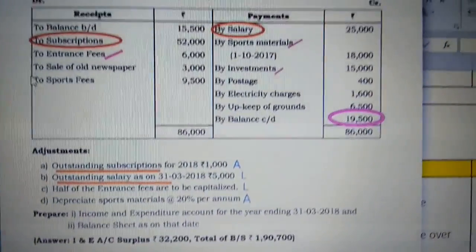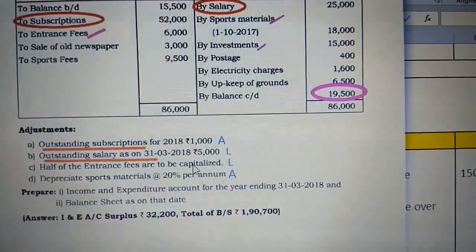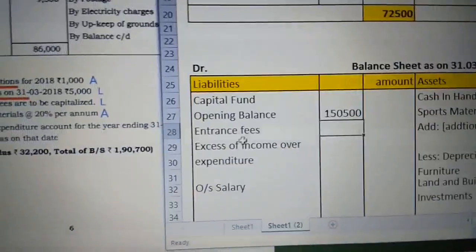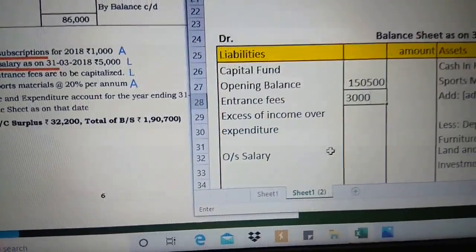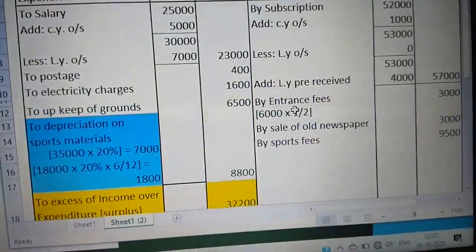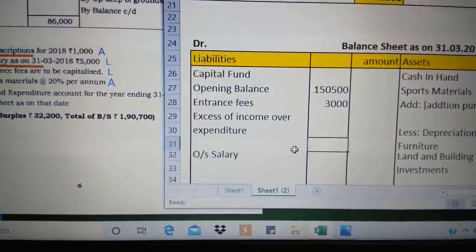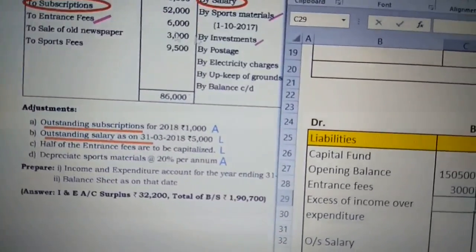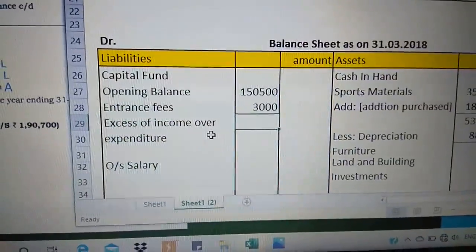Next, moving on to the receipts and payment side. Receipt side, it's going to be only entrance fees 6,000, but they have given only half to be capitalized in the adjustment. So I'm taking only half of that. So entrance fees they have given 6,000. Half of 6,000 is 3,000. We have already calculated the income here. So liability side only two items are there. We have taken that.